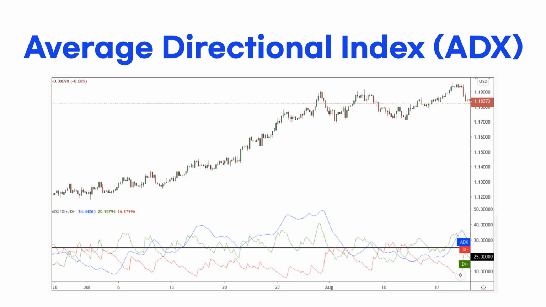Apart from the ADX line, we also have the plus DI line shown in green, as well as the minus DI line in red. The plus DI line represents upward momentum, while the minus DI line represents downward momentum.